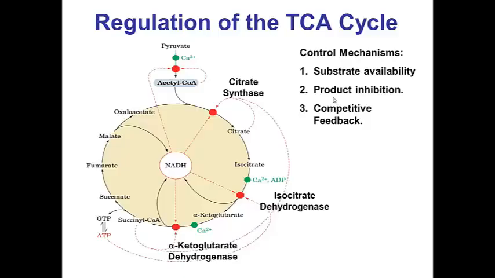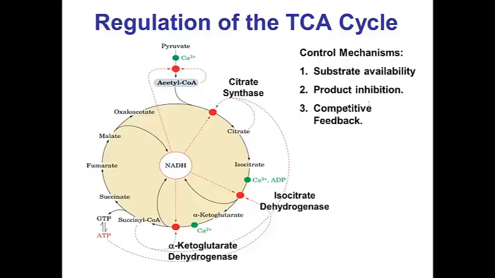And if that happens, that's really important to know because then some of these products can be sent out from the TCA cycle. For example, they can be converted into oxaloacetate and can then be used for gluconeogenesis, or some of these products can also be used for amino acid biosynthesis. And finally, they operate by competitive feedback. So in many cases, downstream products that are consistent with higher or lower energy can either activate or inhibit the enzyme.